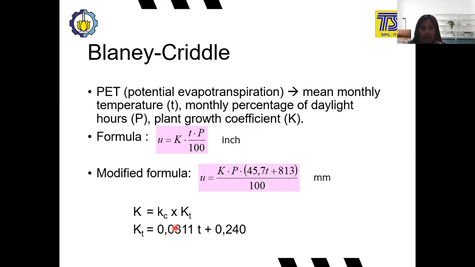And the K is the Kc multiplied by Kt, where Kt is 0.0311 T plus 0.24. And Kc is the plant growth coefficient for each plant. Like if you want to calculate the amount of the plant growth coefficient K, if you have a lot of plants, for example, you can calculate it using this Kc multiplied by Kt.